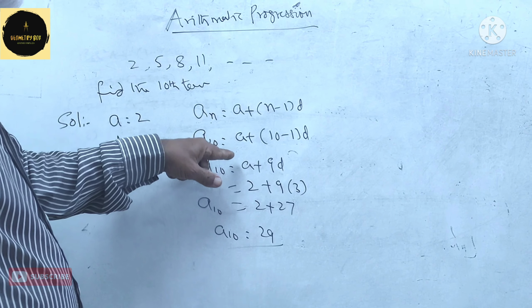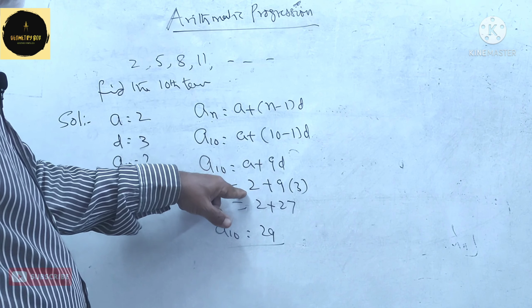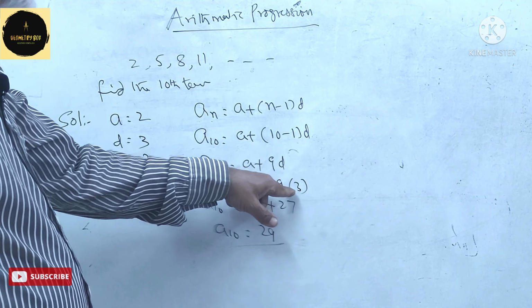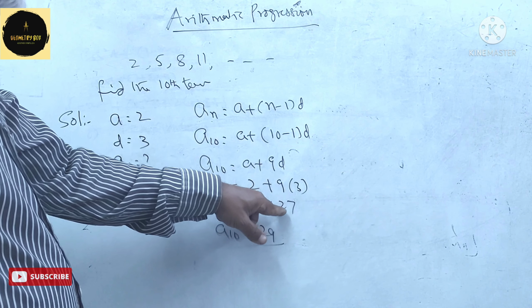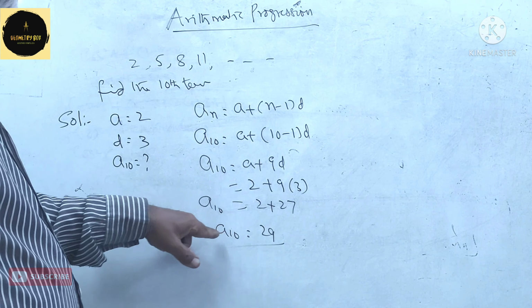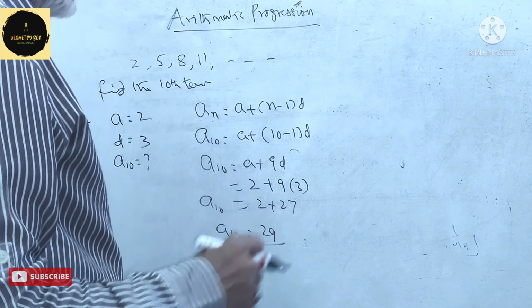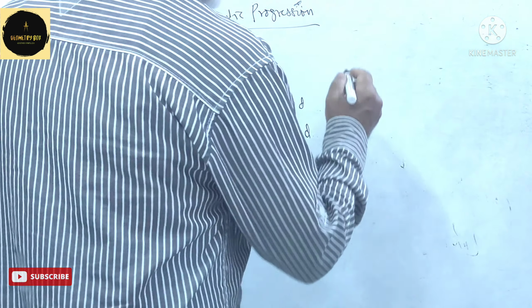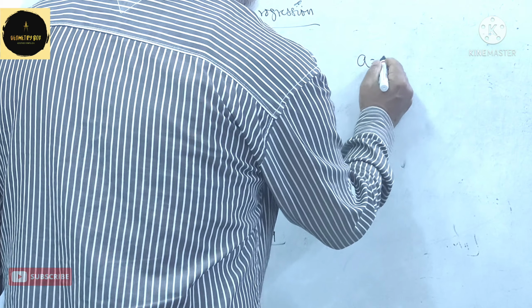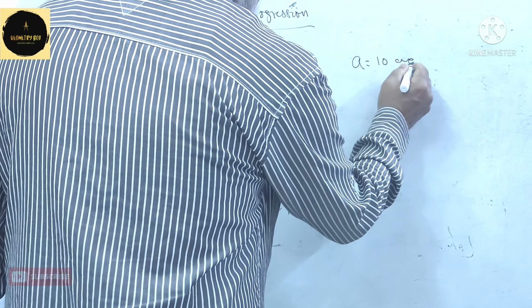Therefore, we come to the conclusion that the value of a10 is 29. Substitute the value of a, that is 2, then substitute the value of d, 3. 3 nines are 27, 27 plus 2 is 29. Therefore, a10 is equal to 29.